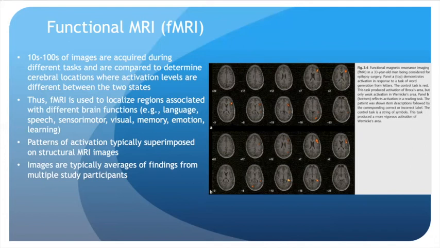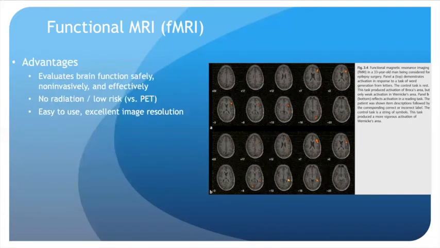So you can look at language or speech or sensorimotor functions, visual functions, memory, emotion, learning. The patterns of activation are typically superimposed on structural MRI images, and the images are typically averages of findings from multiple study participants. The advantages of fMRI are that it evaluates brain function safely, non-invasively, effectively. There's no radiation, it's low risk versus a PET scan, and it's easy to use, it has good resolution.